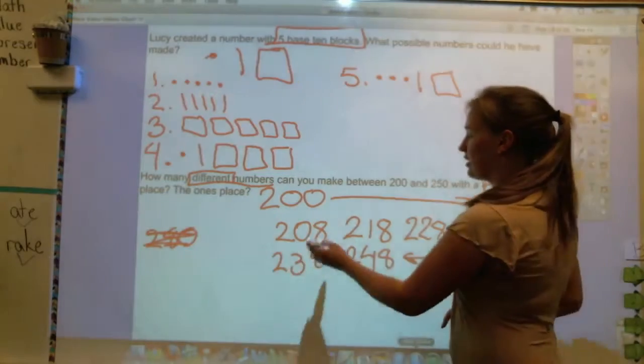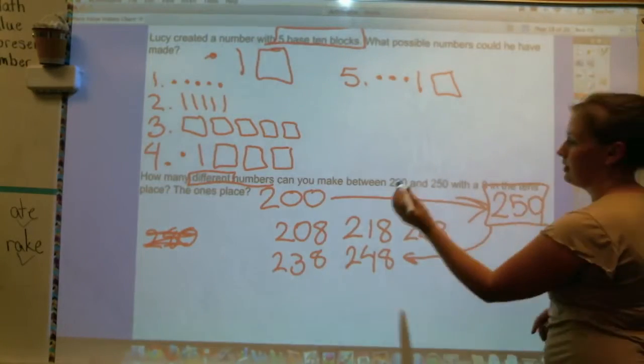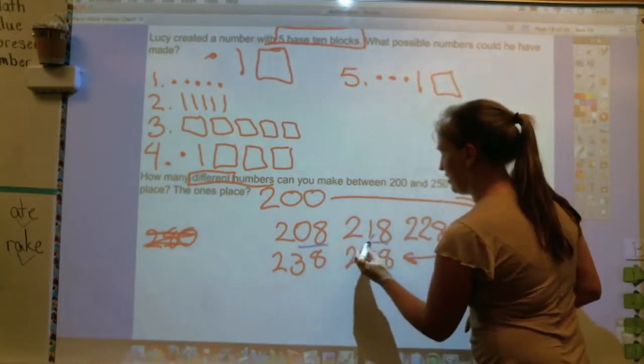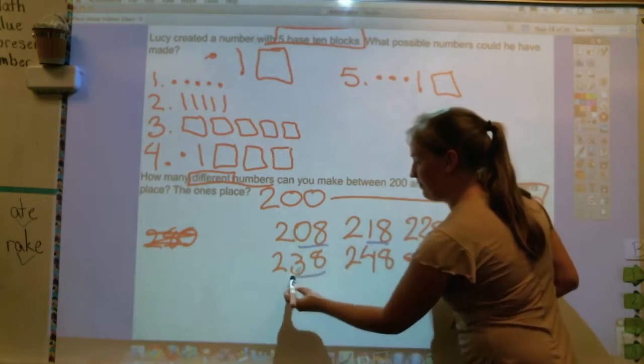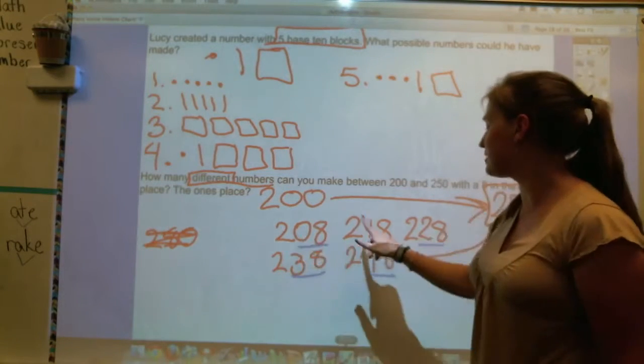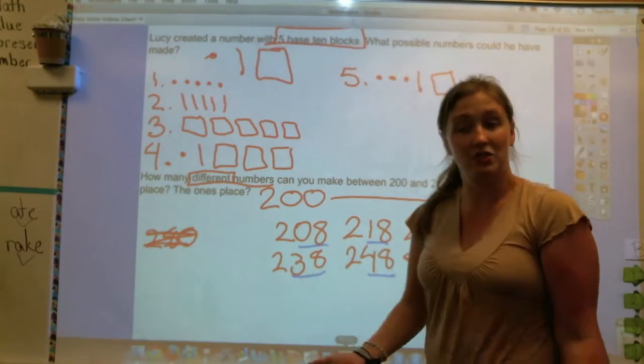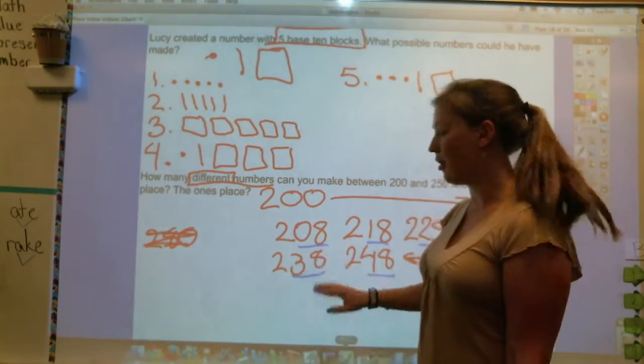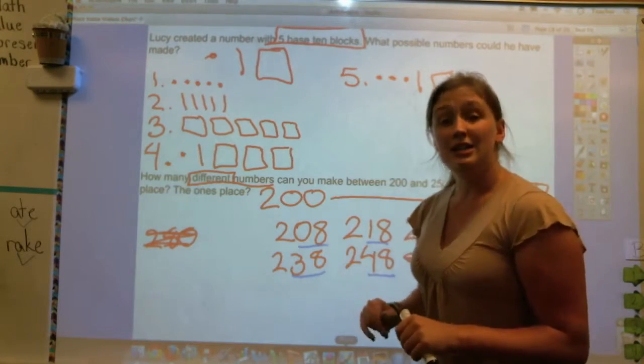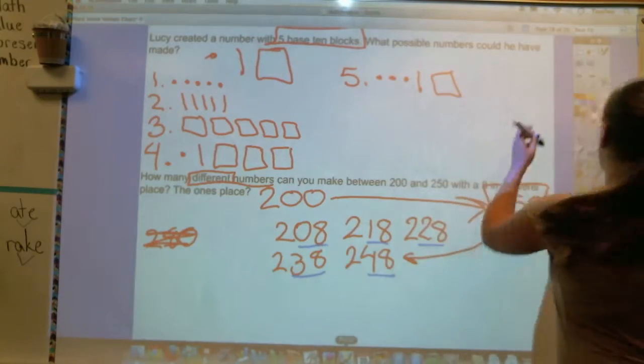Now if I look, these numbers are actually counting by 10 because the tens place changes while the ones place and hundreds place stays the same. How interesting. Let's see if we can solve the last problem.